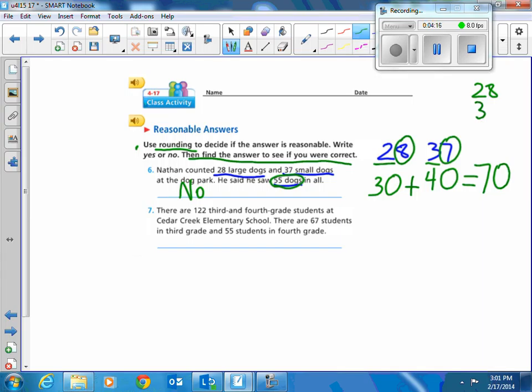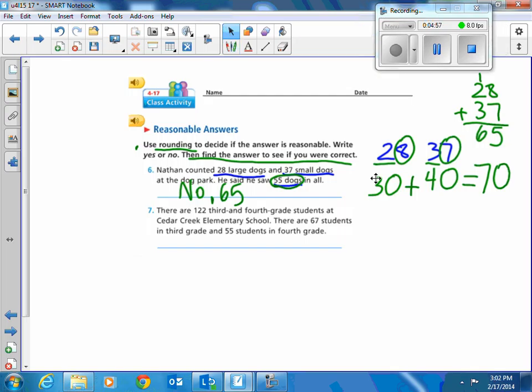So 28 plus 37, where do we start? Ones place. 8 plus 7 is, that's right, 15. Put my 5 down, carry the 1. 2 plus 1 plus 3 equals, that's right, 6. So he was not right, was he? So I'm going to put no, comma, and then I'm going to put my answer, which was 65. That wasn't reasonable because 55 was way far from 70, wasn't it? And really my answer is 65. So his answer was not reasonable.